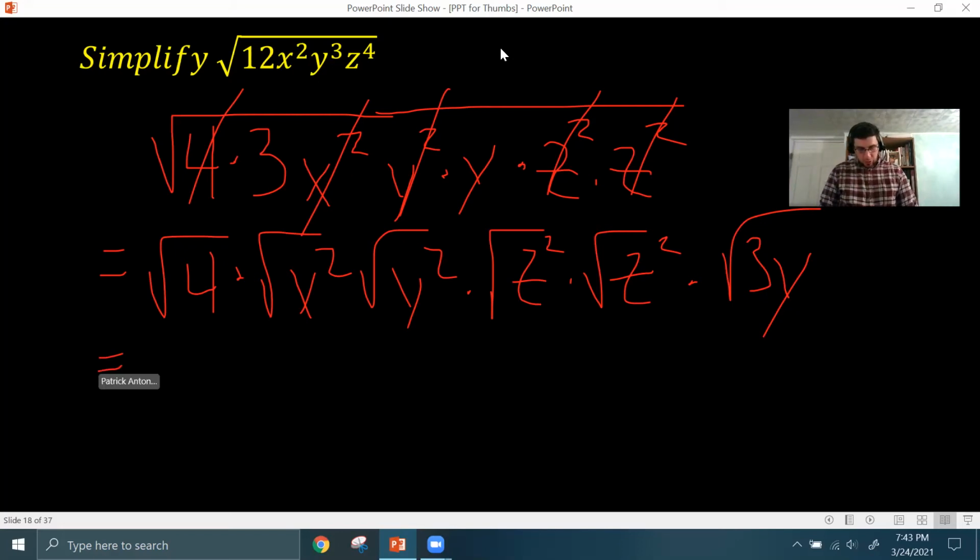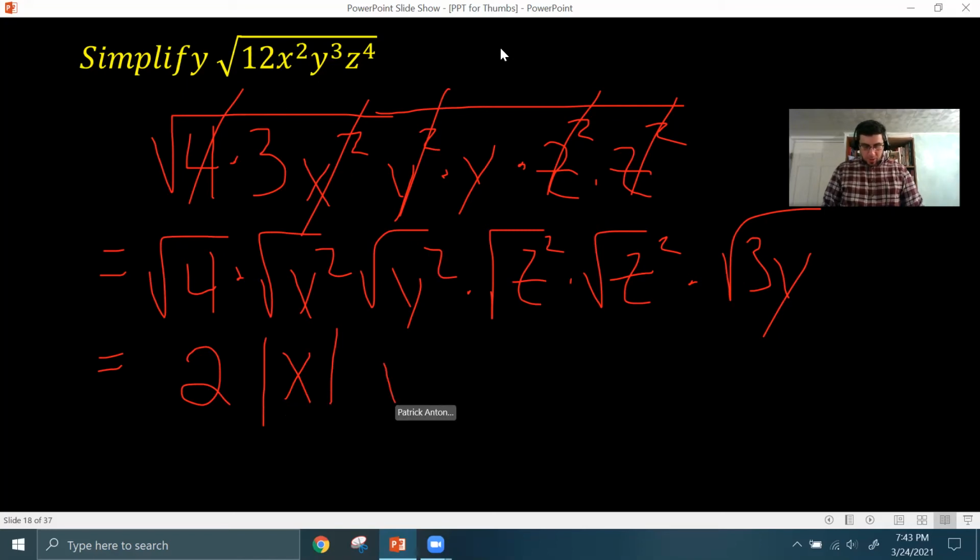Square root of 4 is 2. Square root of x squared, I already told you, is absolute value of x. Square root of y squared. You would think that it would be absolute value of y, but here's the thing. There is still a factor of y in the square root, and since you can't take the square root of a negative number, you don't need the absolute value on the y for that one.